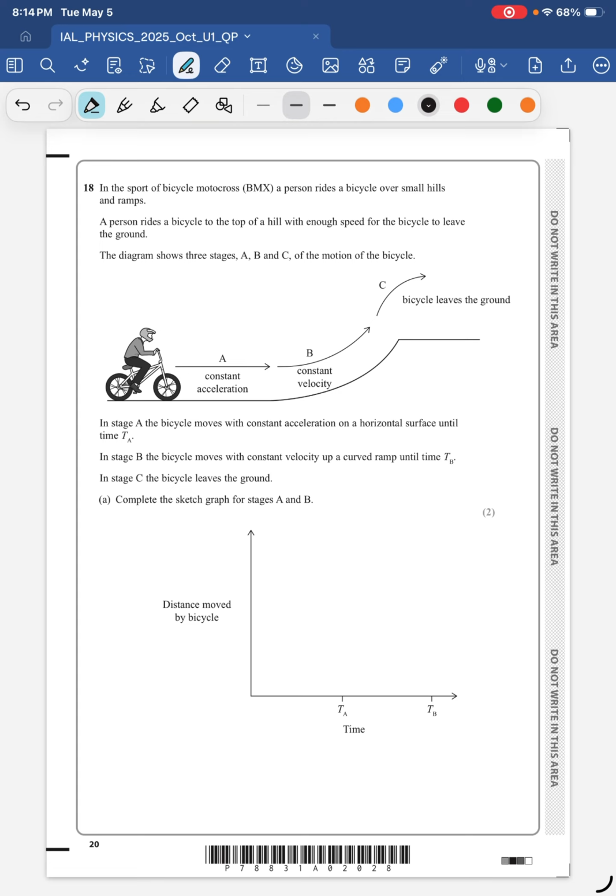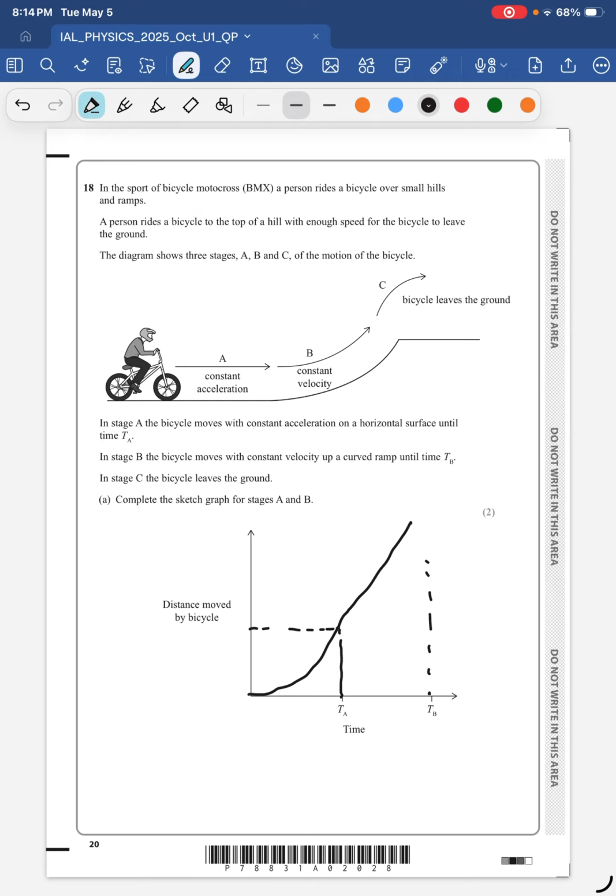Complete the sketch graph for stages A and B, and this is a distance versus time graph. Up to time ta, it accelerates, so it's going to be a parabola, right? And then from time a to time b, it moves with constant velocity, right?